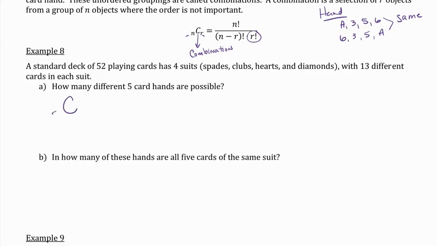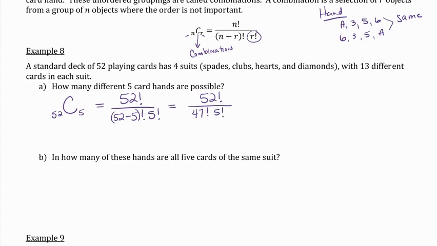Now there are 52 total cards, and I want to know how many different ways I can pick 5 of those cards. If we use our formula, we would do 52 factorial over 52 minus 5 factorial, times 5 factorial. Now if I do that subtraction, we get 52 factorial over 47 factorial times 5 factorial.